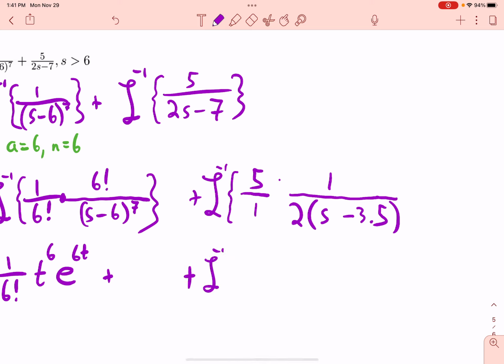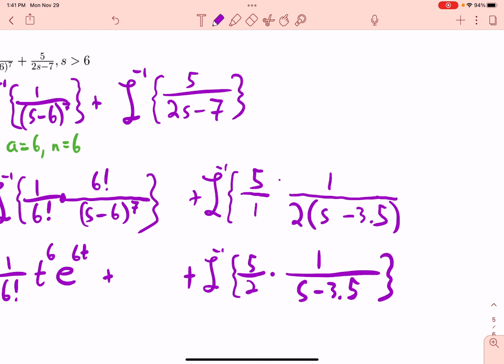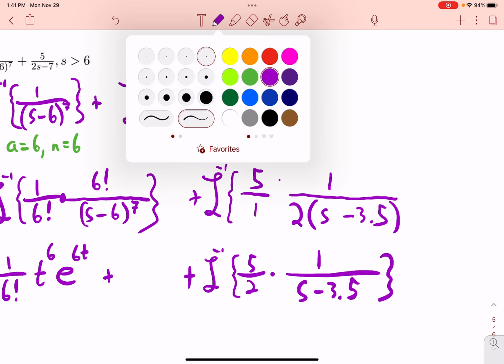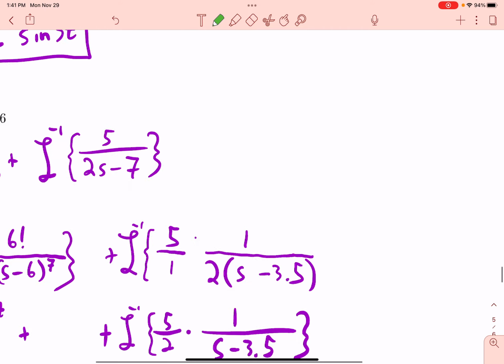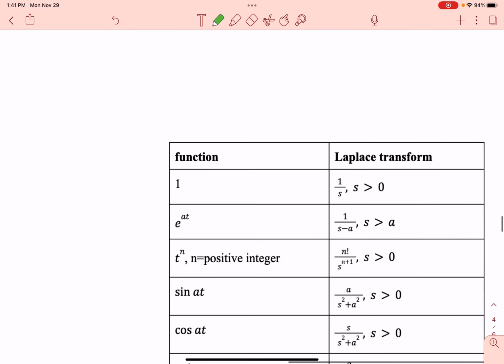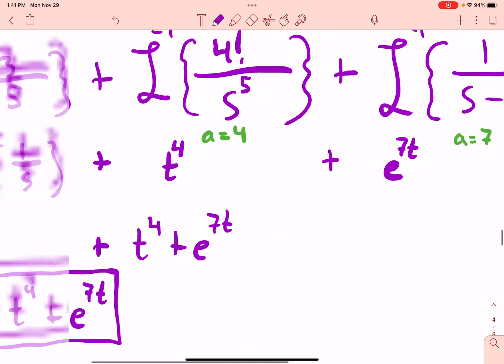So what does this look like? This is like the fraction 5 over 2 times the fraction 1 over s minus 3.5. And this one, 1 over s minus 3.5, that one we know. That shows us that our a is equal to 3.5. And 1 over s minus a, if we just rewind, is e to the power at. And here our a is 3.5. So let's go ahead and take that inverse Laplace transform.